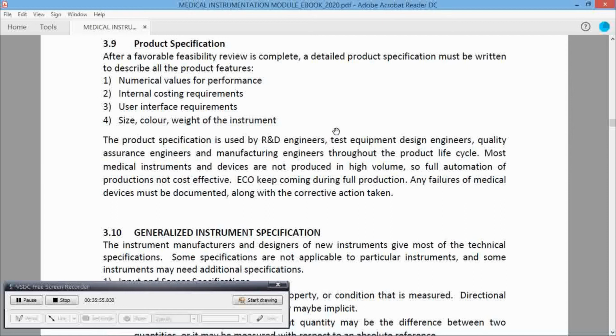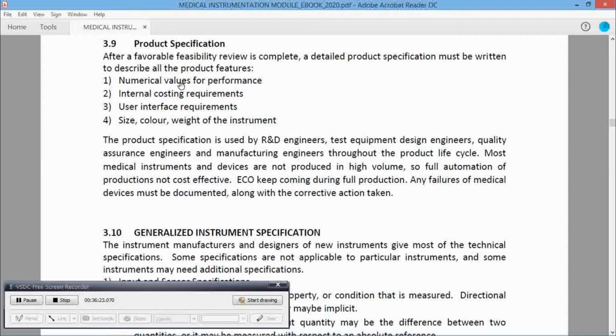And then product specification. So in this part, if you have done a favorable feasibility review, a complete detailed product specification must be written to describe the product. Of course, bila orang nak beli alat, dia mesti nak tahu spec. Semua orang katanya apa specification alat ni. So what's the strength and what we call the power of the system.